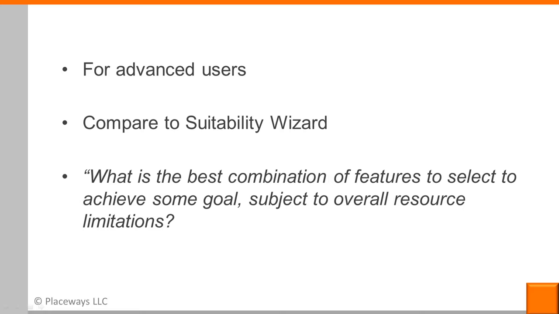The Optimizer is intended for advanced users who are already familiar with CommunityViz and comfortable with a certain amount of mathematical analysis. You may find that the Suitability Wizard meets your needs. They're both about evaluating features on the map according to characteristics. The Suitability Wizard simply gives every feature a score in terms of its suitability. The Optimizer goes a step further and says, what is the best combination of features to choose to achieve some goal, subject to overall resource limitations, such as, for example, a budget?